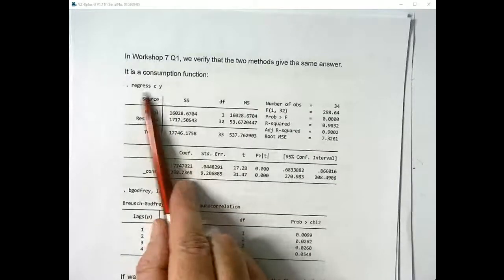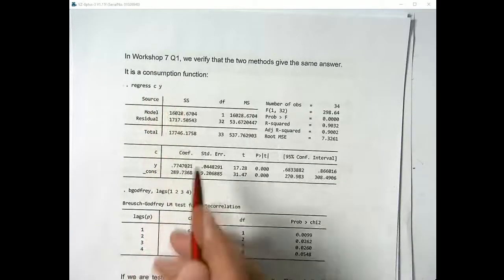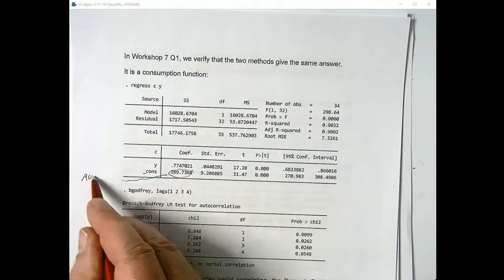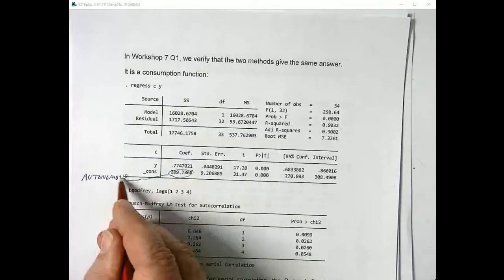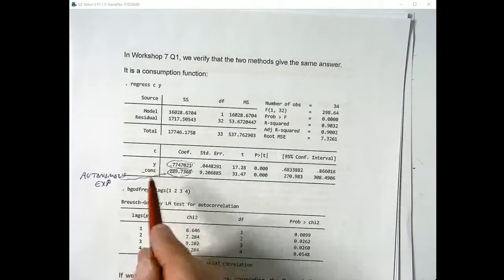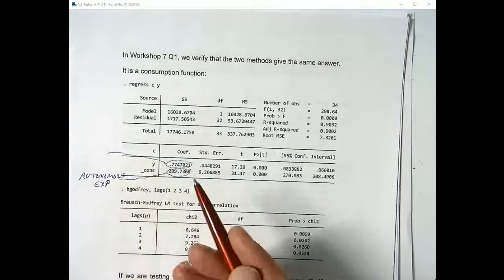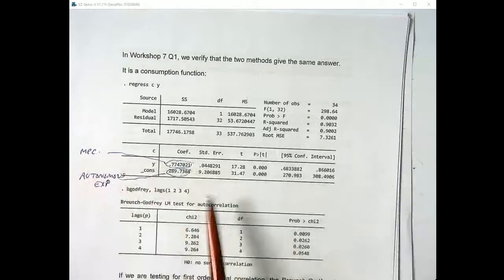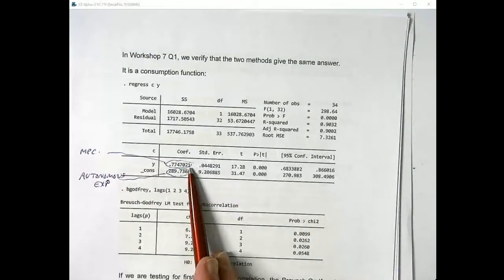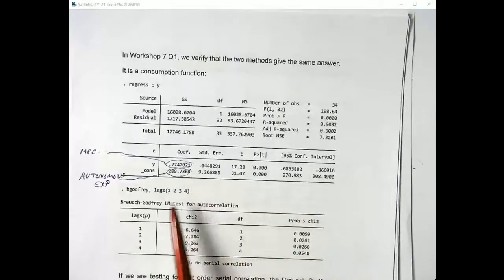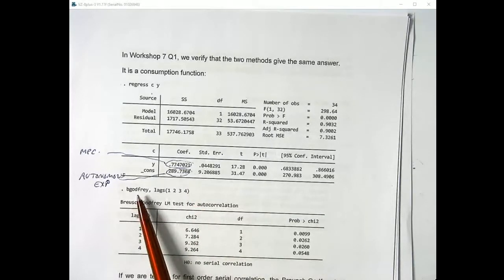So the consumption function looks like this. That number that you see there is the estimate of autonomous expenditure. That number that you see there, which is the slope associated with Y, which is national income, is the marginal propensity to consume. So these are estimates of the parameters of a consumption function. And then having estimated this consumption function, we can do the Breusch-Godfrey test for serial correlation.